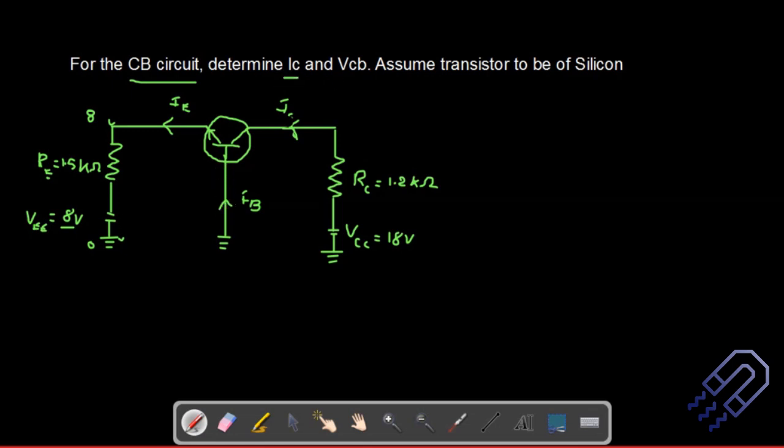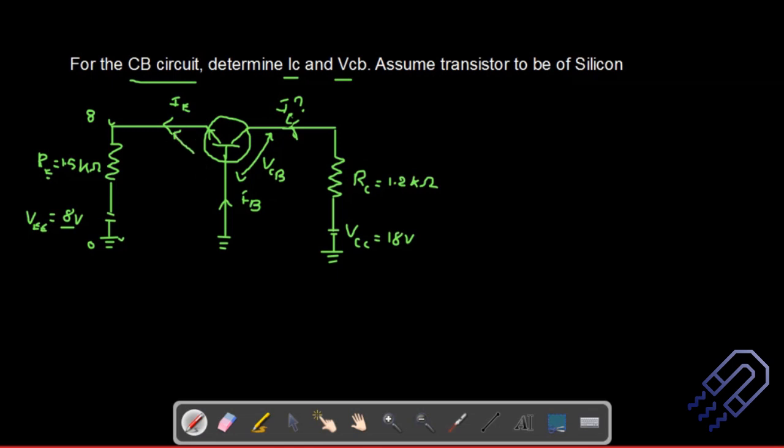Determine IC and VCB. So you have to determine what is this IC. This part is a question mark. And then what is VCB? That means what is the voltage across this? This is the collector part, so this is the voltage here, VCB. So this is something which you have to find out.